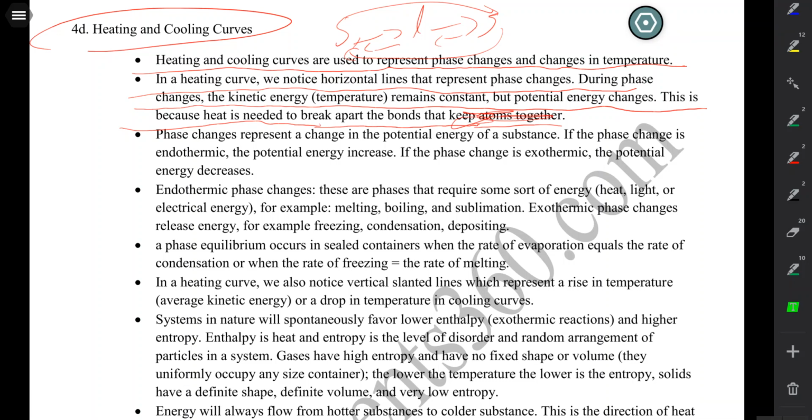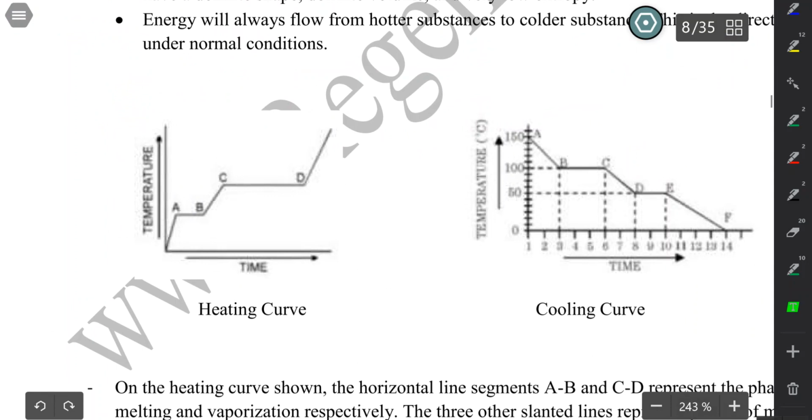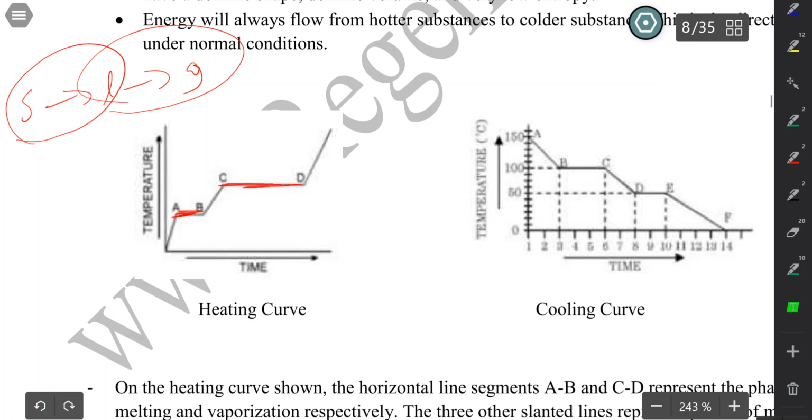Here's what a heating curve would look like. We usually have two horizontal lines. If I'm going from a solid to a liquid to a gas, I would have one horizontal line for going from a solid to a liquid, and another horizontal line for going from a liquid to a gas. So here's the first horizontal line for going from a solid to a liquid, and here's the second horizontal line for going from a liquid to a gas.